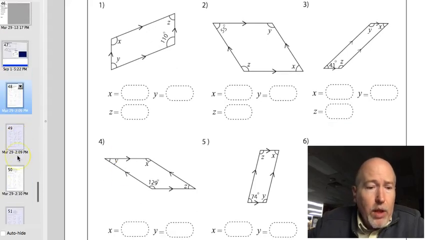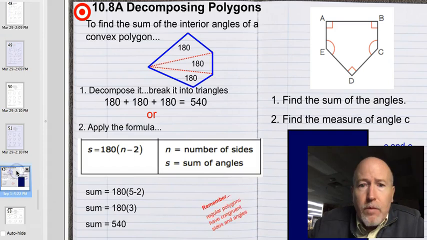All right, let's keep rolling. What else have we got here? We have to know how to decompose a polygon. We need to know how to find the sum of all of the interior angles. Remember how we found out that a quadrilateral had 360 degrees? Well, you do the same thing with any convex polygon. Start at one vertex, see how many triangles you can make. I was able to make 3 triangles here.